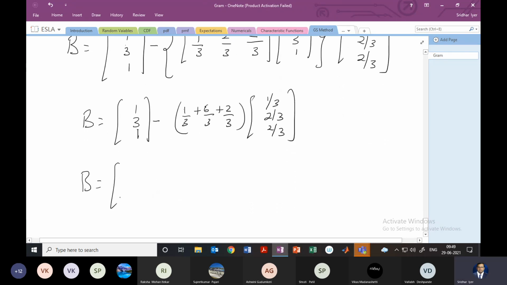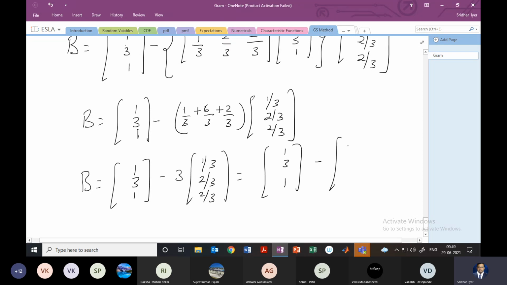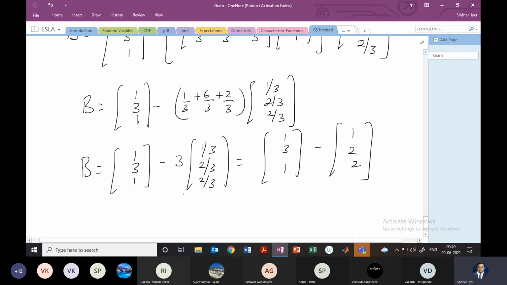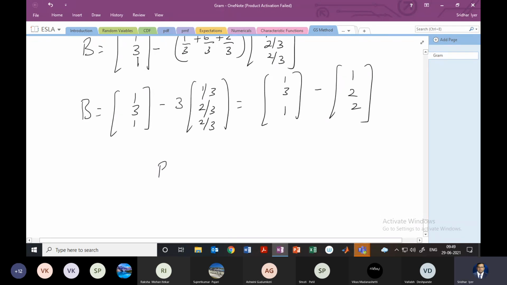And therefore this will be 1, 3, and 1. This sum will be 9 by 3, which is 3. So you'll have negative 3, 1 by 3, 2 by 3, 2 by 3. Therefore this will be 1, 3, and 1, negative 1, 2, 2. Therefore B will be 0, 1, negative 1. Anyone getting that answer for B?